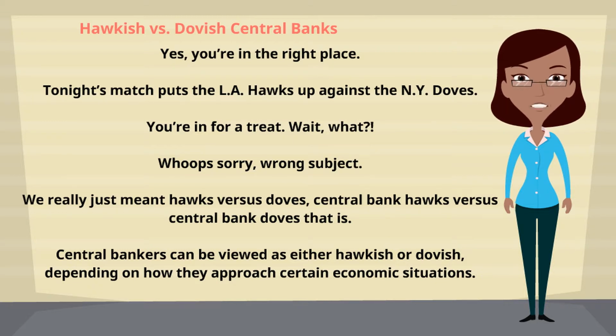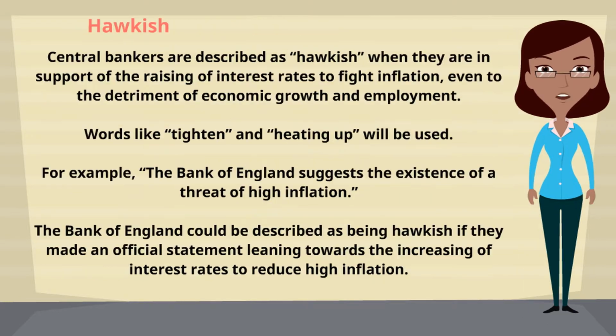Central bankers can be viewed as either hawkish or dovish, depending on how they approach certain economic situations. Hawkish. Central bankers are described as hawkish when they are in support of the raising of interest rates to fight inflation, even to the detriment of economic growth and employment. Words like tighten and heating up will be used. For example, the Bank of England suggests the existence of a threat of high inflation. The Bank of England could be described as being hawkish if they made an official statement leaning towards the increasing of interest rates to reduce high inflation.